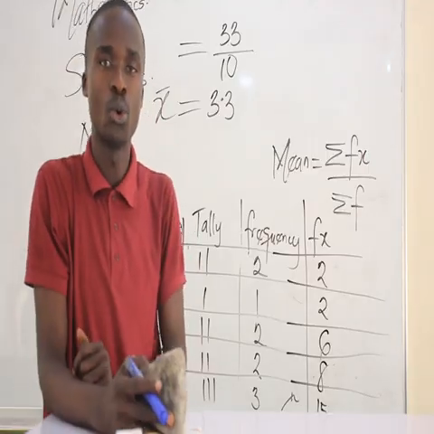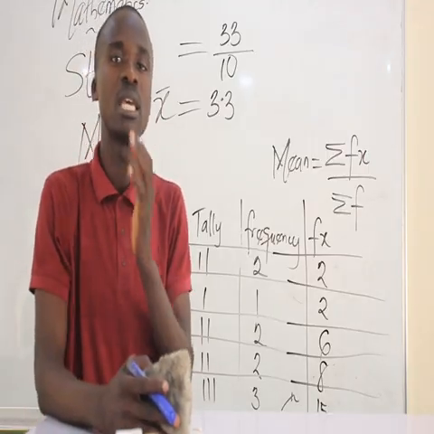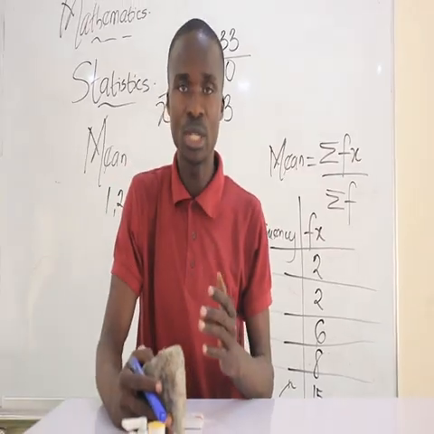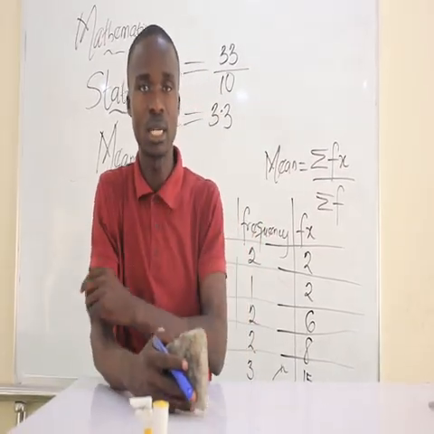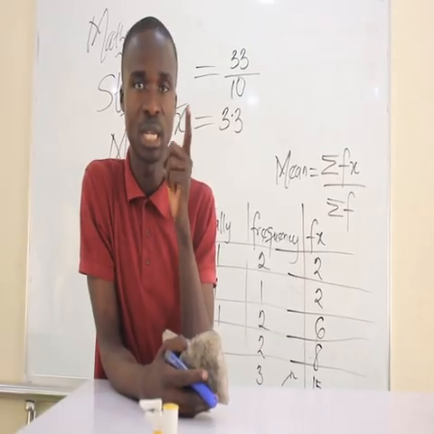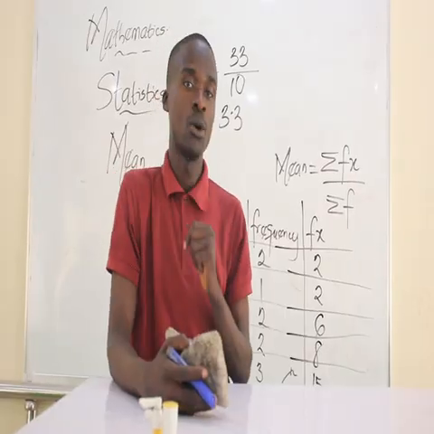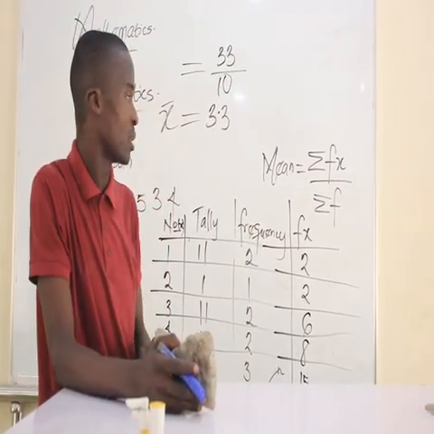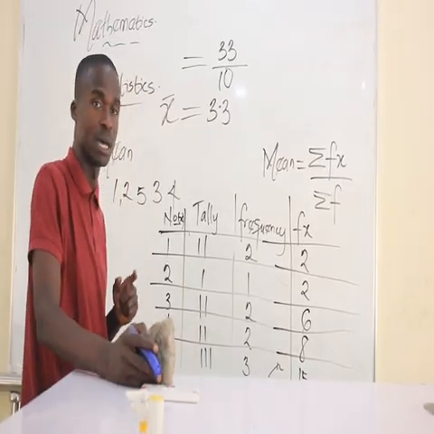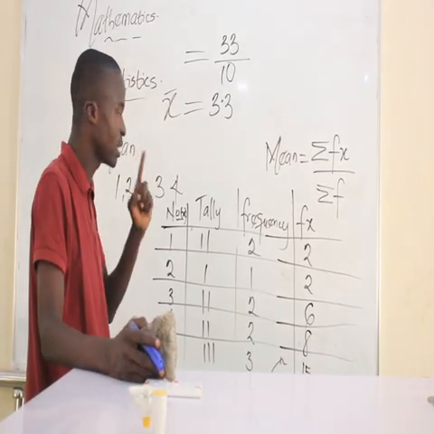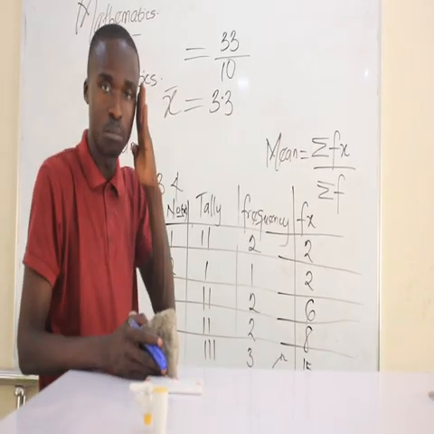Now I move to median. Median is the middle number when it is arranged either in ascending or descending order. Don't forget that. You have to first arrange it in ascending or descending order. Without arranging in ascending or descending order, you are not going to obtain the right answer if you actually want to get the right answer. So that is median. Median is the middle number.